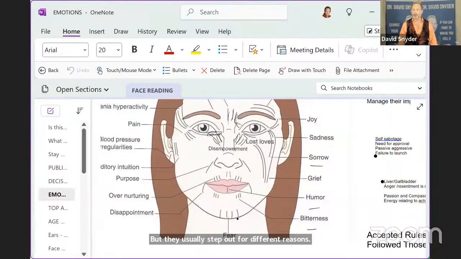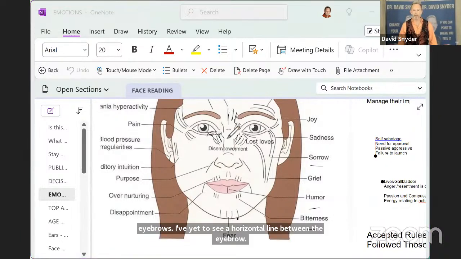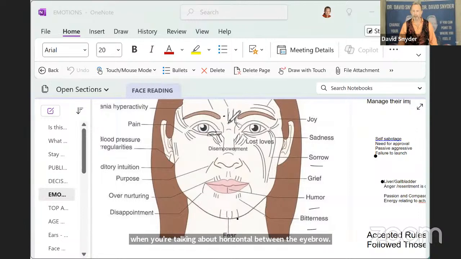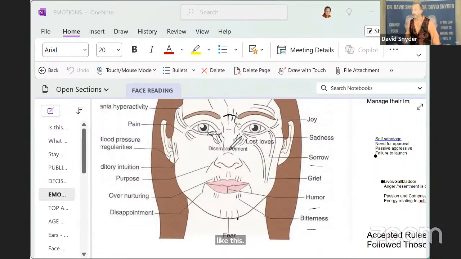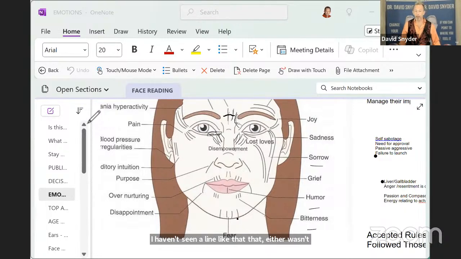Okay, so we talk about horizontal lines between the eyebrows. I've yet to see a horizontal line between the eyebrows. When you talk about a horizontal line between the eyebrows, I assume you're talking about something that looks like this. I've never seen one of those in all the faces I've looked at, that either wasn't related to Jing depletion. Oh, lower? So you mean something right here? That I see all the time.